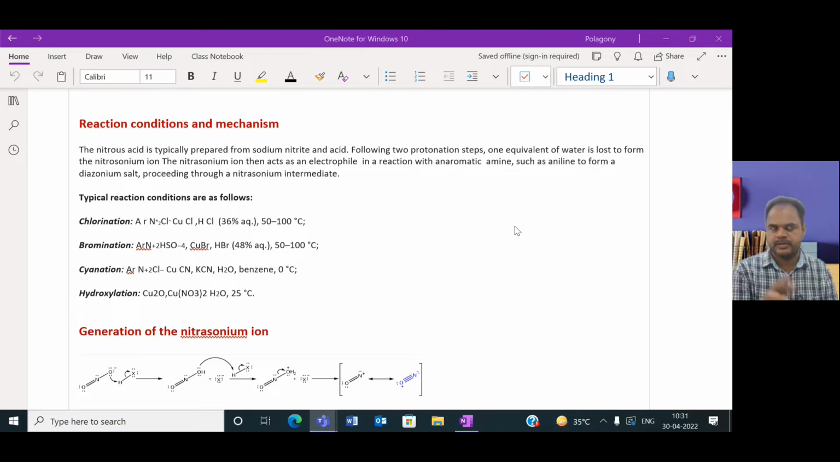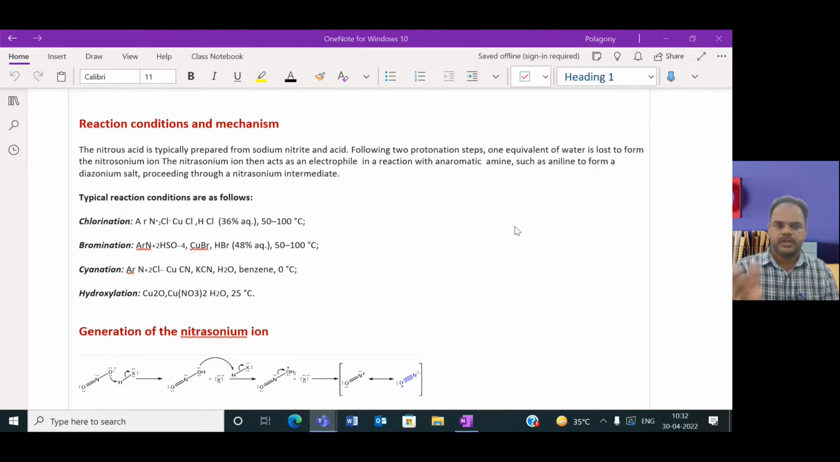So to form the diazonium ion, we proceed through the nitrosonium ion intermediate. The typical reaction conditions are as follows. For chlorination, if you want to add a chlorine atom to the benzene, we have to maintain a temperature of 50 to 100 degrees Celsius. The condition is a 36% aqueous solution of HCl.